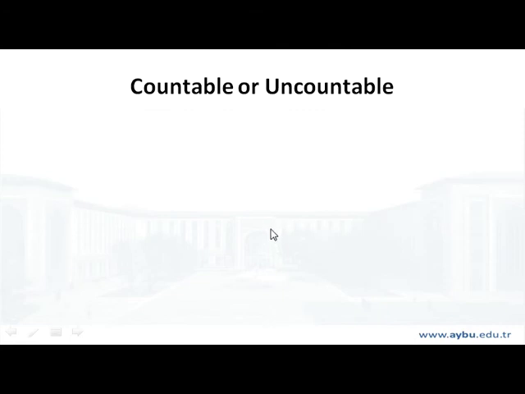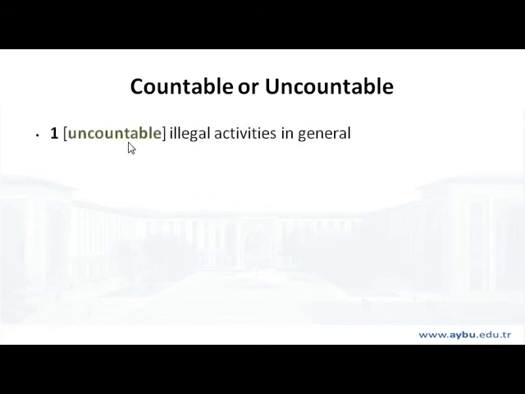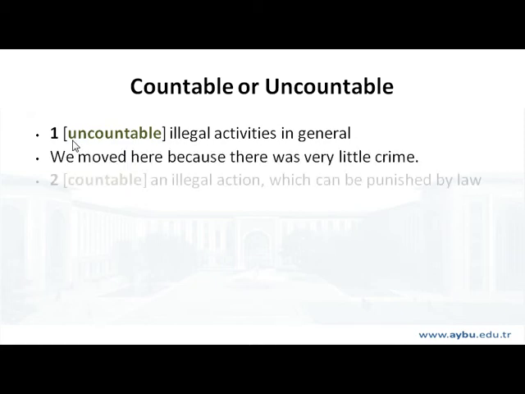Uncountable and countable part. This dictionary again shows whether the word is countable or uncountable. The same word could be both. First meaning, uncountable: illegal activities in general. "We moved here because there was very little crime." So we are talking about illegal activities. If we say "there was a very little crime," it's wrong.